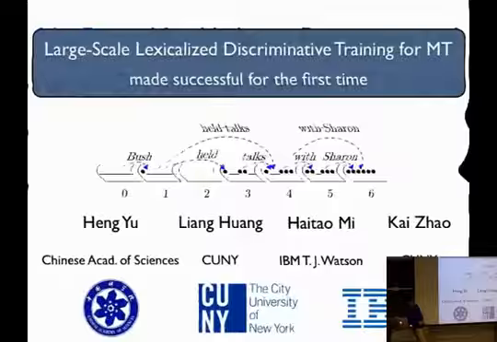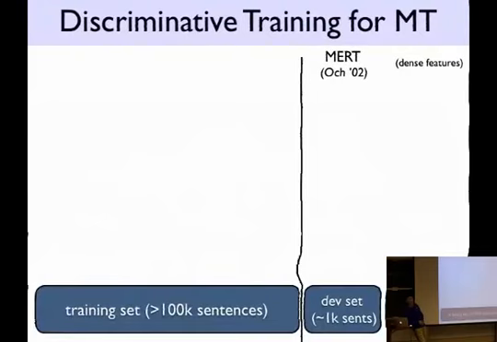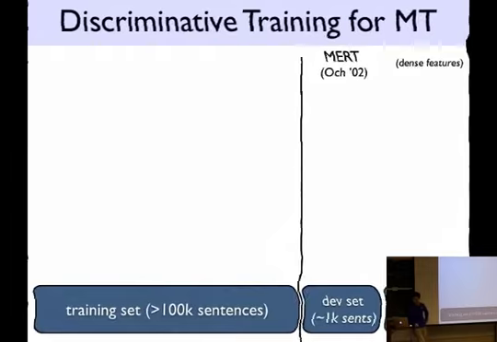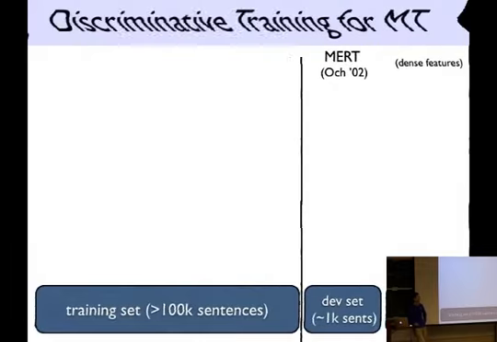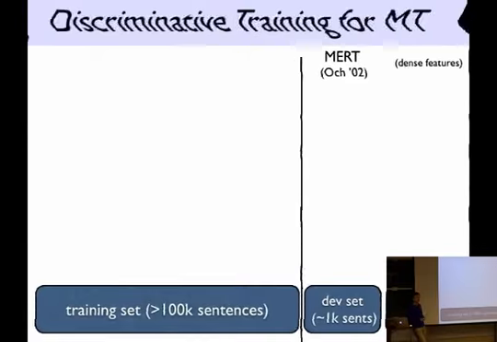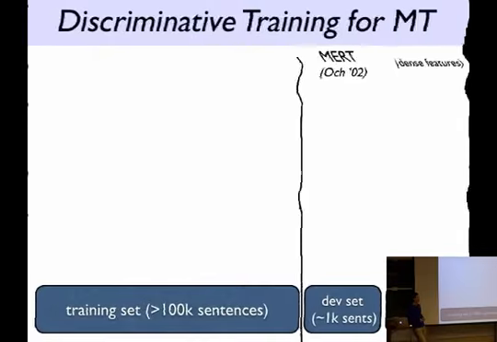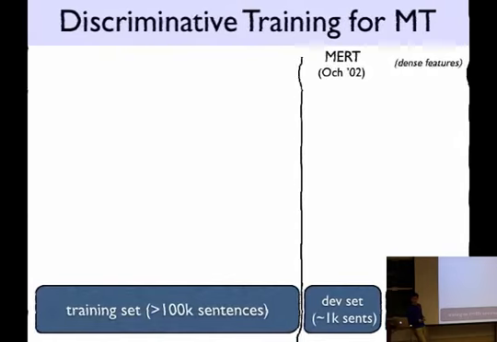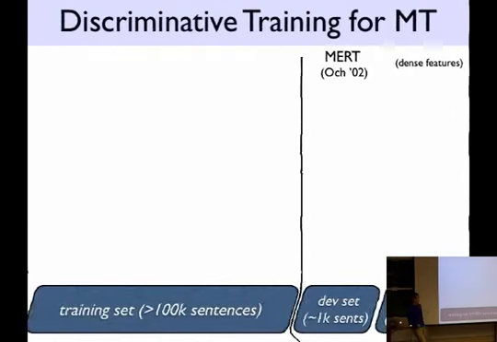So basically, discriminative training for MT is a very hard task. And here's the timeline. It started with MERT, actually Och '03. But it can only tune a bunch of dense features, probably like 10 of them, but not millions of them. And we know that for discriminative training to work, you have to have millions of lexicalized features. That's the case for parsing, that's the case for tagging, that's the case for many other NLP problems, but not the case yet for machine translation. And we'll see why it is very difficult.